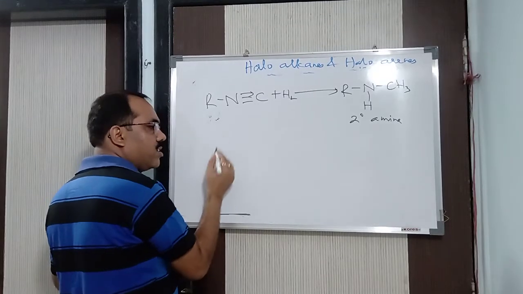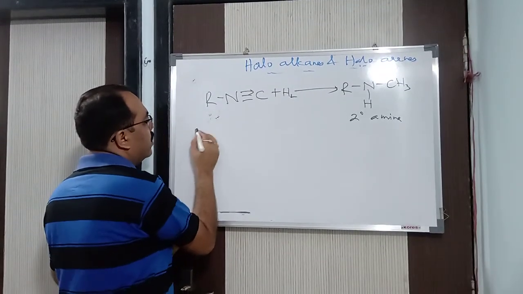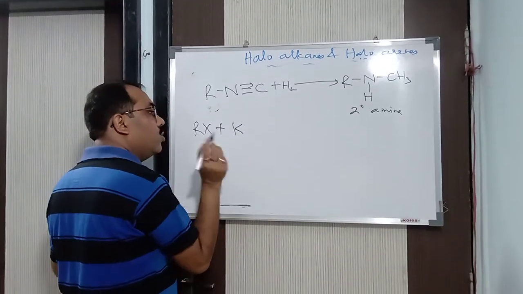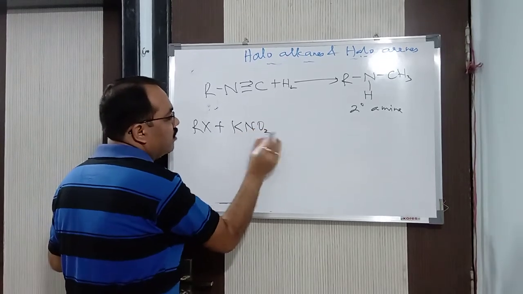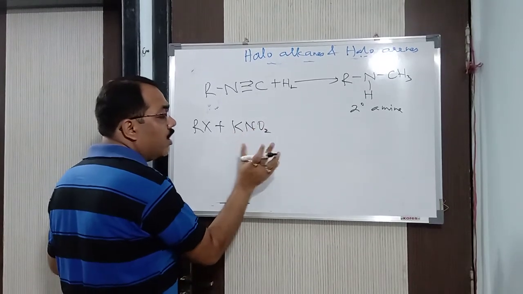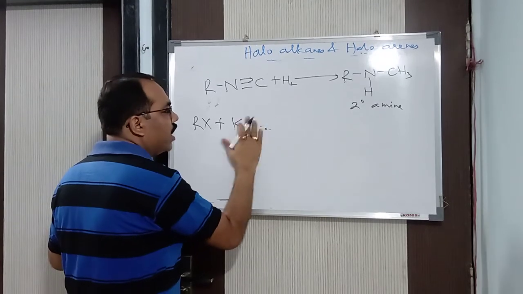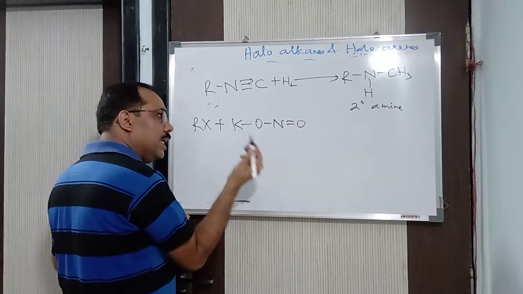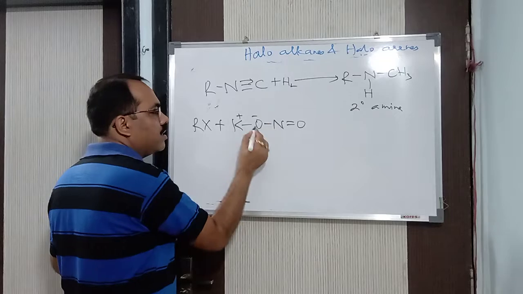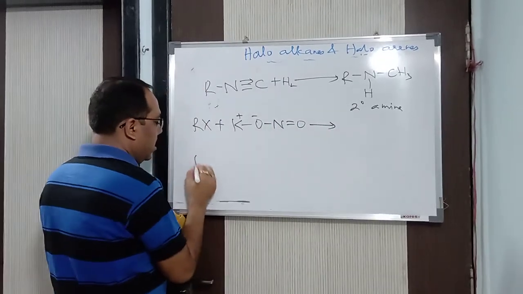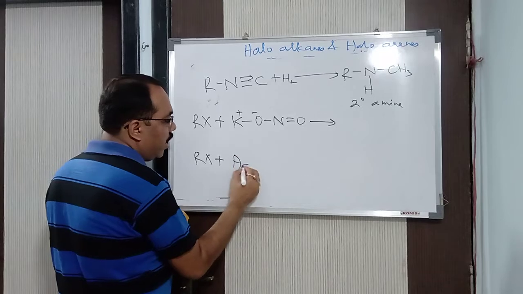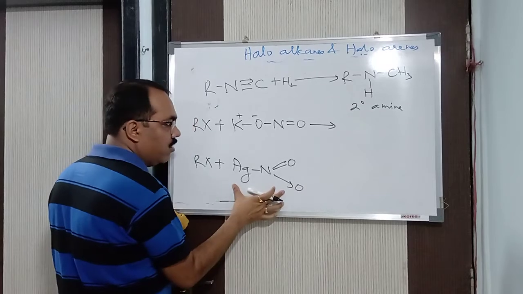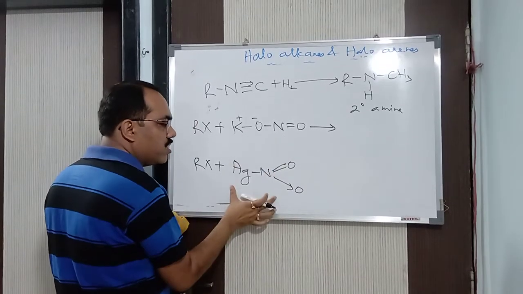Next, there are other reactions of ambident nucleophiles. For example, RX reacts with potassium nitrite. You need to draw the structure correctly, not just the molecular formula, because then your answer may not be correct. The structural formula is KONO, an ionic compound, K plus and this. Similarly, RX reacts with silver nitrite, AgNO2. Potassium nitrite is ionic, while silver nitrite is a covalent compound.